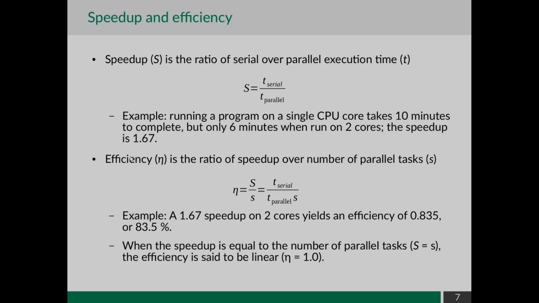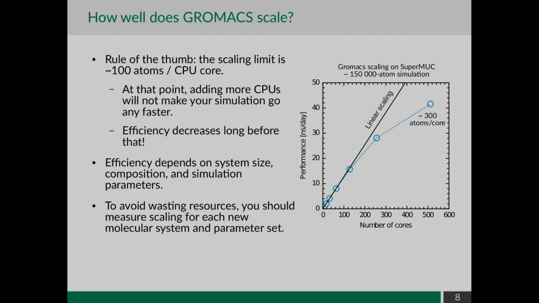Then we have the efficiency, which is the ratio of the speedup over the number of parallel tasks. If we continue with our previous example, the 1.67 speedup, if it's associated with 2 cores, means that you have an efficiency of 0.835, which we usually report as a percentage. And this gives you a good idea of how efficiently you are using your computational resources. Here we can say we are using about 84% of the computing time that we were allocated. And when the speedup is equal to the number of parallel tasks, that means that the efficiency is 1.0. We say that the efficiency is linear, and this is really the ideal case.